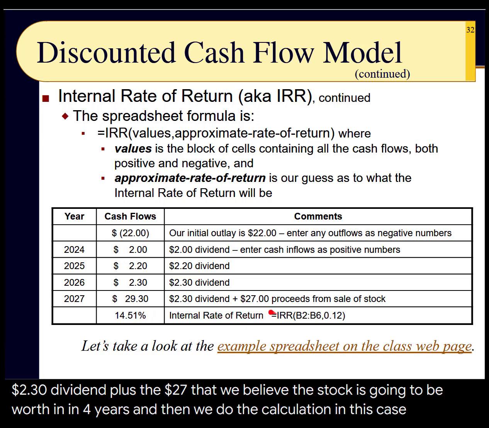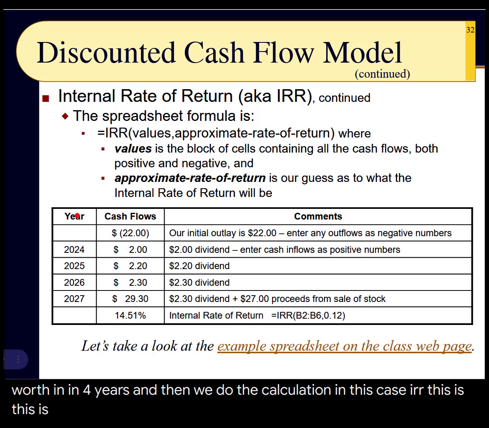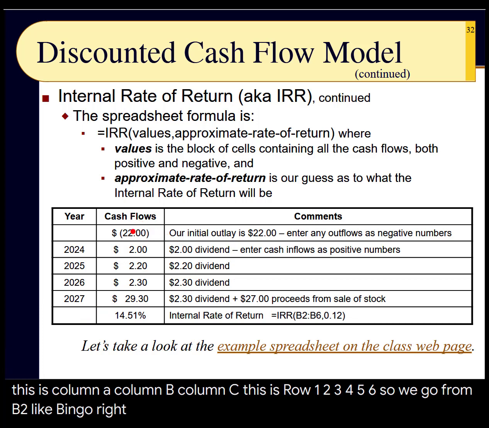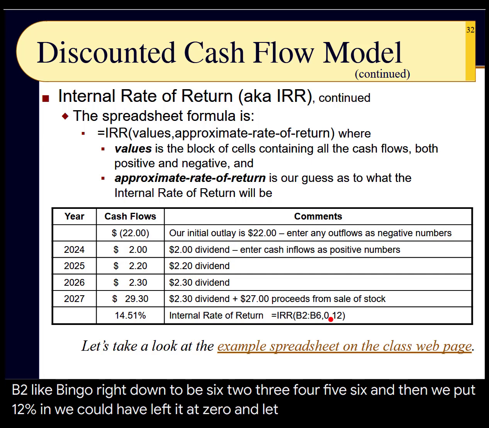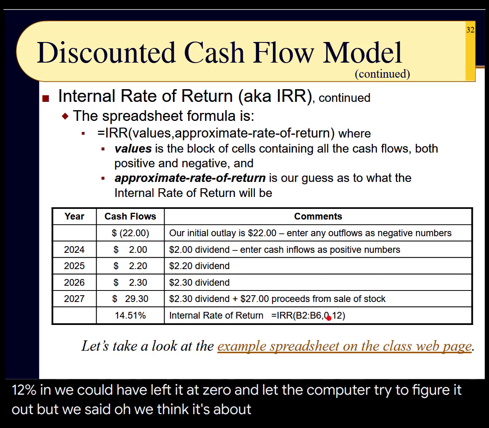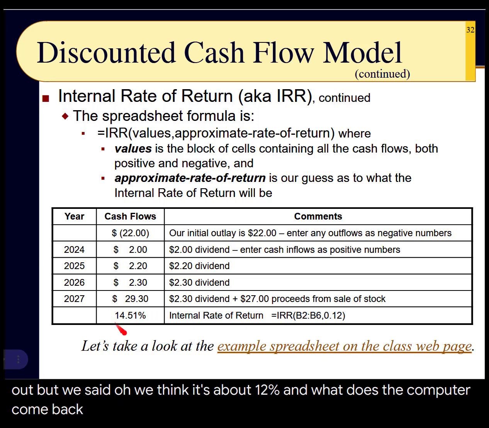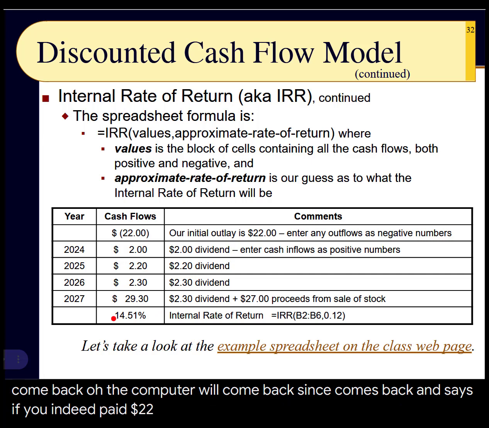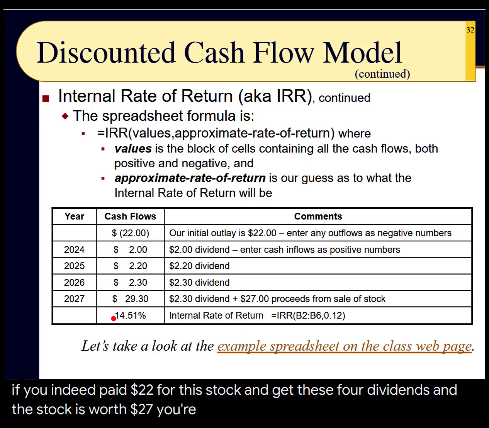In this case, IRR, this is column A, column B, column C. This is row 1, 2, 3, 4, 5, 6. So we go from B2 right down to B6. And then we put 12% in. We could have left it at 0 and let the computer try to figure it out. But we say, well, we think it's about 12%. And what does the computer come back with? The computer says, if you indeed pay $22 for this stock and get these 4 dividends and the stock is worth $27, you're going to actually get a 14.51% return.